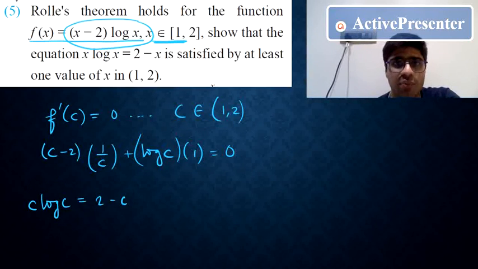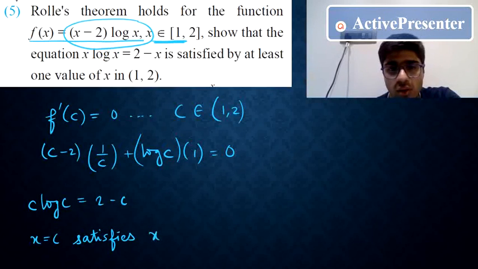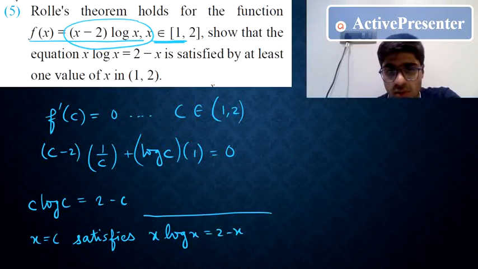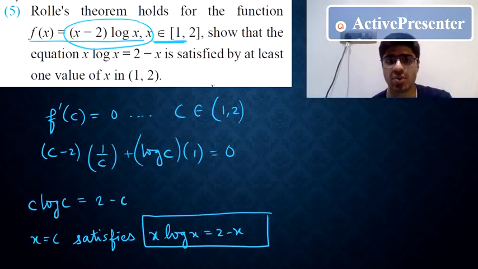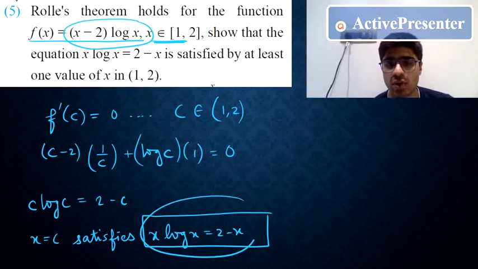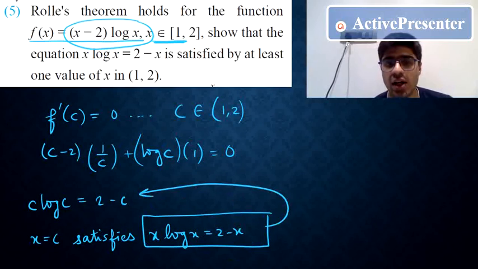And that's a relation that you have for a number c which lies in the interval 1 to 2. But if a number c is going to satisfy this relation, then we can say that x equal to c satisfies the equation x log x equal to 2 minus x. Because if I say x equal to c satisfies this equation, you can put x equal to c in the equation and get the relation here.